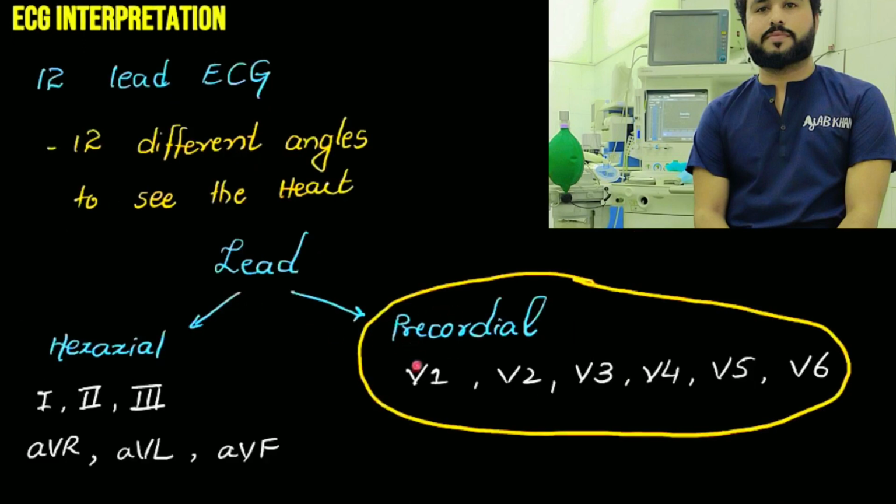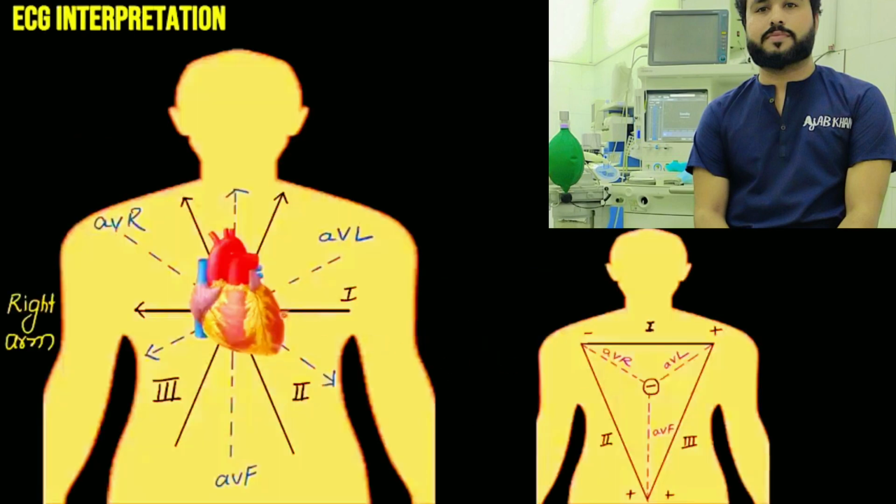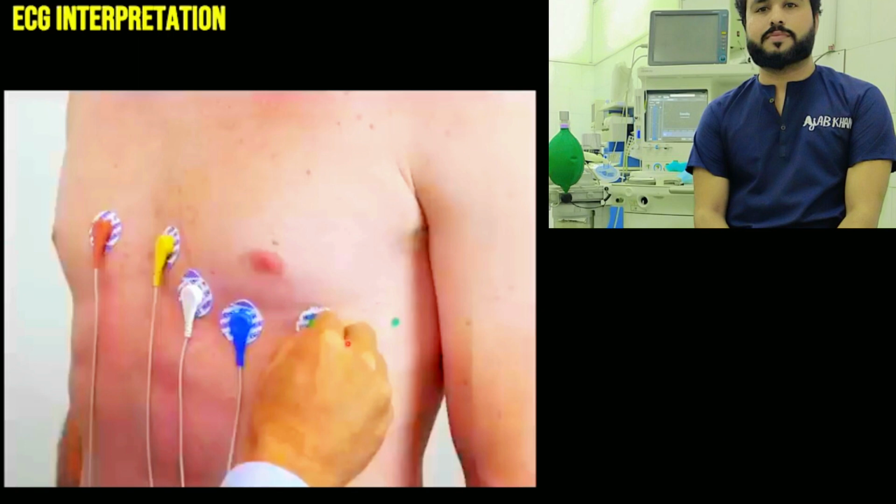Now coming to precordial leads. Precordial leads also have 6 leads: V1, V2, V3, V4, V5, V6. Now if you noticed, we were looking at the heart in these hexaxial leads in just one plane. We were looking at the heart from the side, or from above or below, but we did not have any lead that was looking at the heart from the front. So the precordial leads are the leads that we place on the chest, and these precordial leads look at the heart from the front, and hexaxial leads look at the heart from the sides.